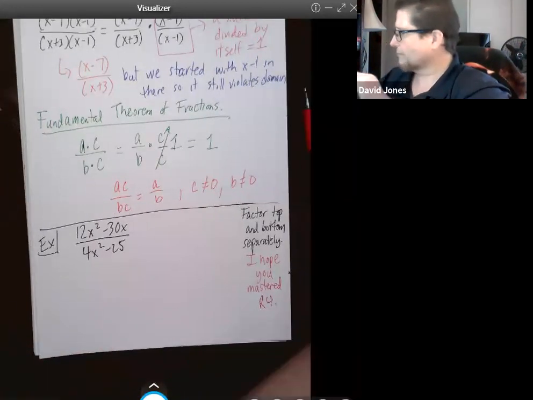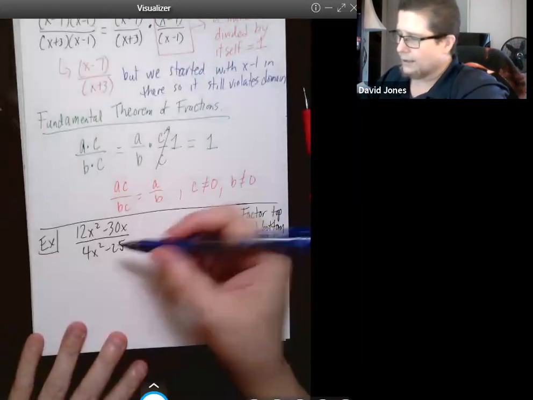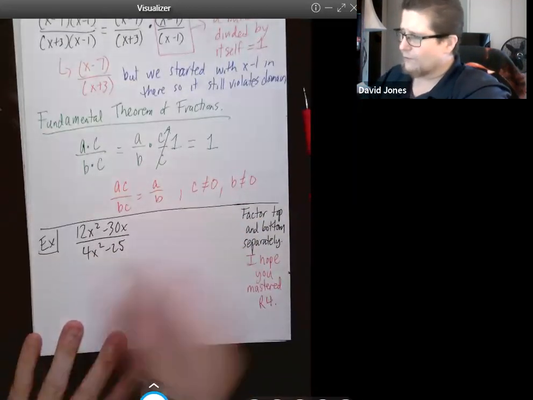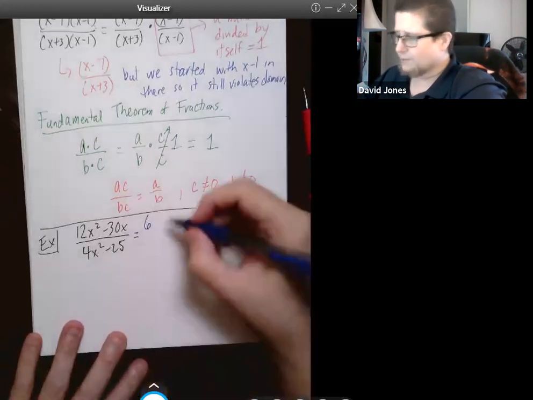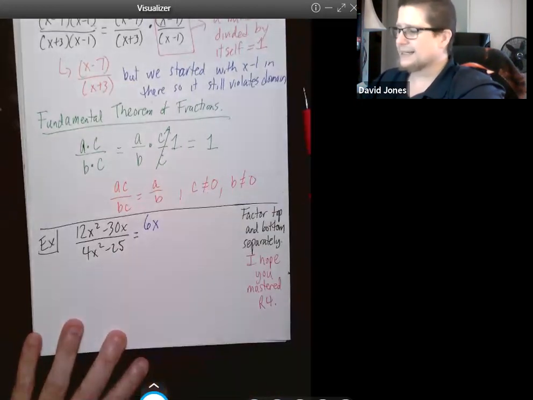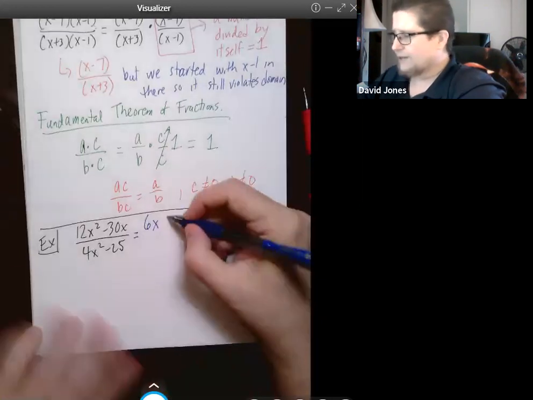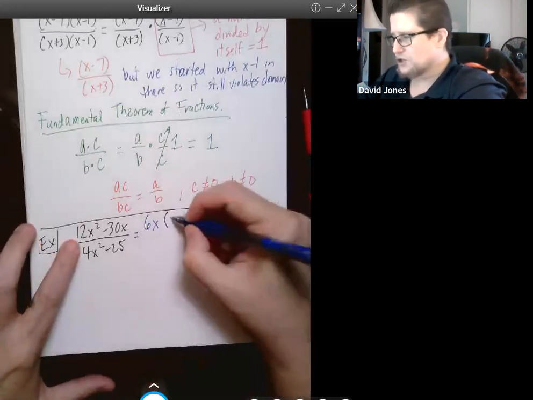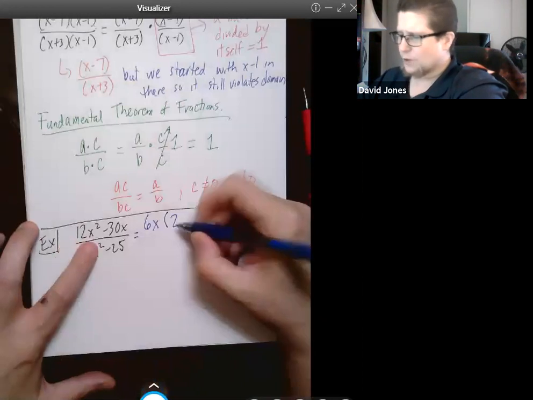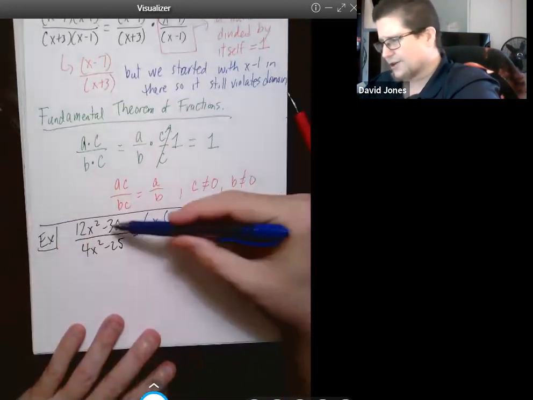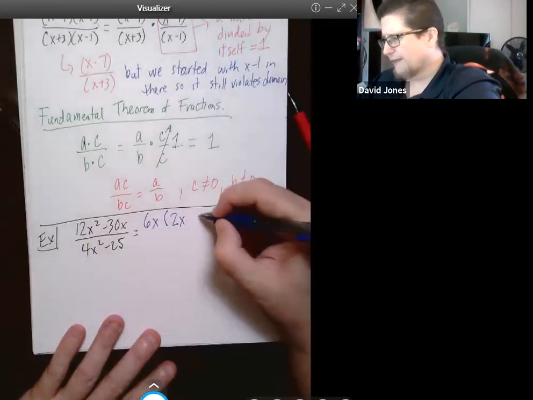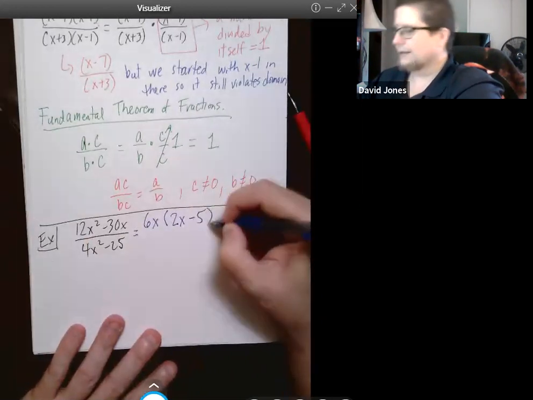So we look at the top one. 12 and 30 are both divisible by 6, and x squared and x are both divisible by x, so 6x. And if we divide 12 by 6, we get 2. We divide x squared by x, we get x. And then if we divide 30x by 6x, we get 5, and there was a minus sign in there.